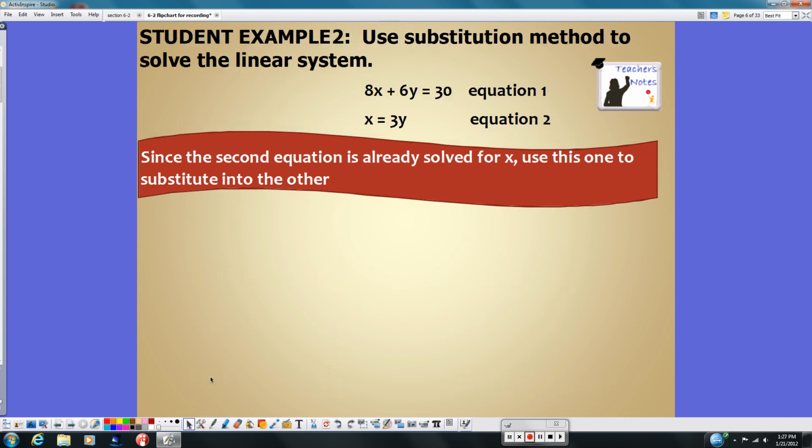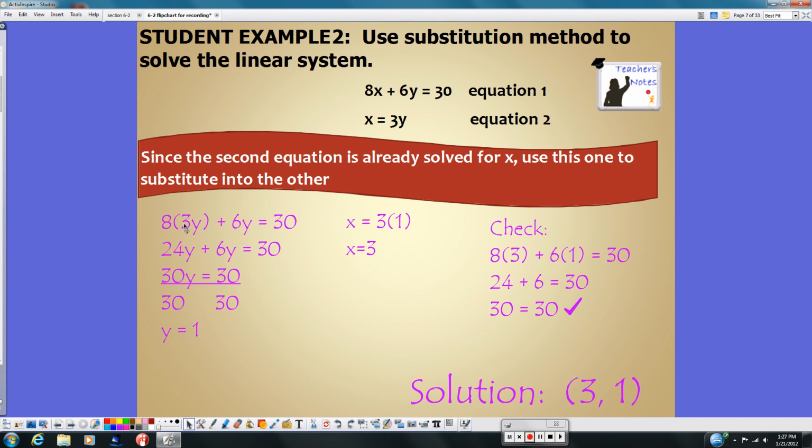Here we have another example. Again, I have two equations here, 8x plus 6y equals 30, and x equals 3y. Notice the second equation already has the x by itself, so we're going to put the 3y in for x into equation 1. So that's exactly what I've done. I've put the 3y in for the x, so I take 8 times 3y plus 6y equals 30. So that gives me 24y plus 6y equals 30. 30y equals 30, divide both sides by 30 to get y equals 1.